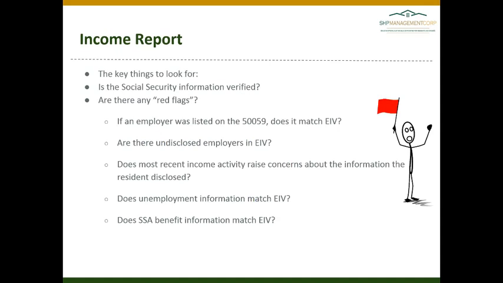So when you're reviewing that income report, what we're really doing is looking to make sure that the information being returned by the National Directory of New Hires and the Social Security Administration match what the applicant told us. So is the Social Security information verified? SSN, date of birth, surname. Are there any red flags, such as employers, undisclosed employers, recent income activity, unemployment, any benefits listed? Does it match the 5-9?